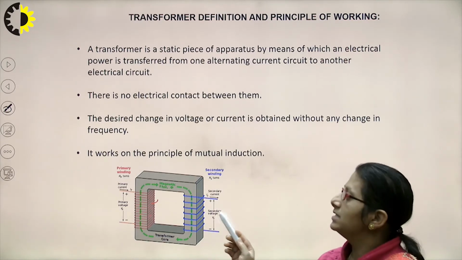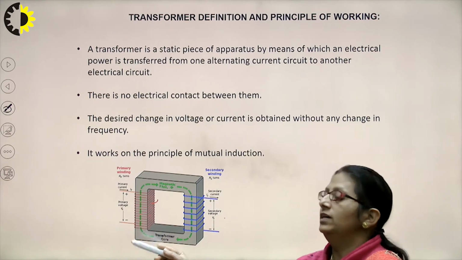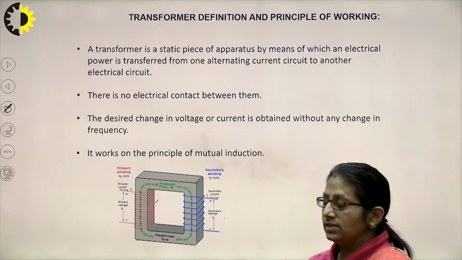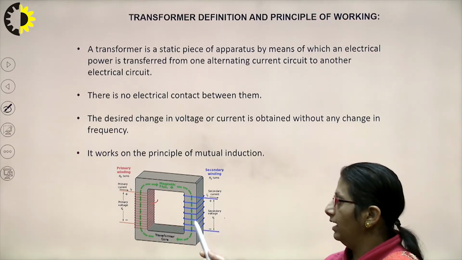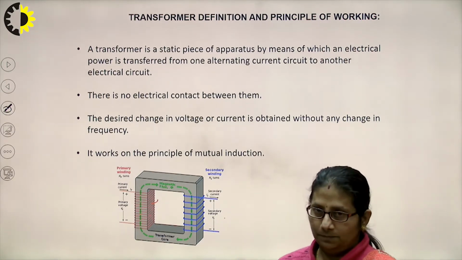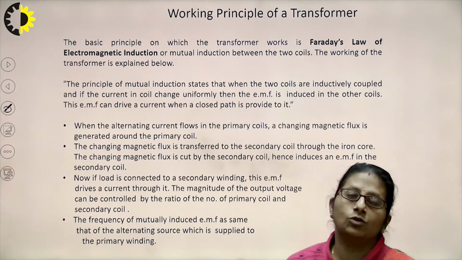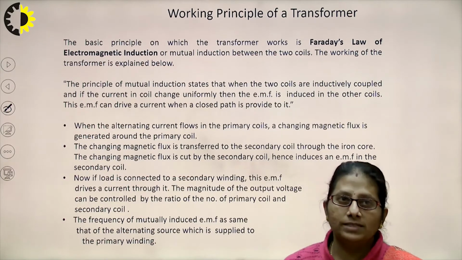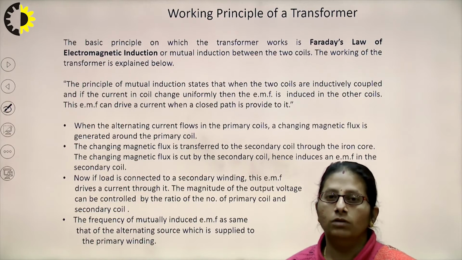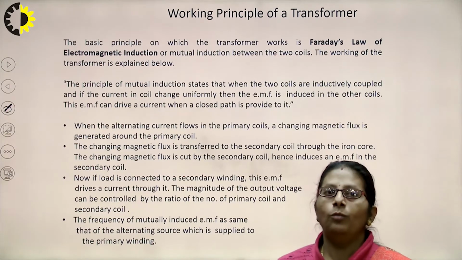Then when we give the primary voltage, the step up or the step down of the voltage occurring on the secondary side is given by the mutual induction. Now, what is this working principle? What is this mutual induction all about? The basic principle on which the transformer works is Faraday's law of electromagnetic induction, or mutual induction between the two coils.